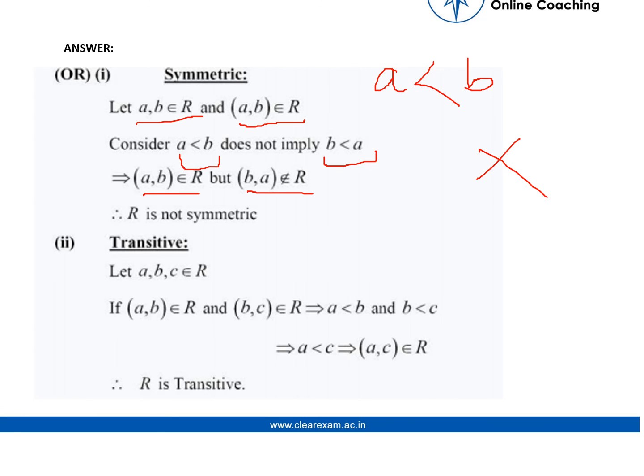In the next part, we have to check for transitivity. Here a, b, c all belong to R. If (a, b) belongs to R and (b, c) also belongs to R, which means a is less than b and b is less than c, then a is less than c. So (a, c) belongs to R, and hence it is transitive.